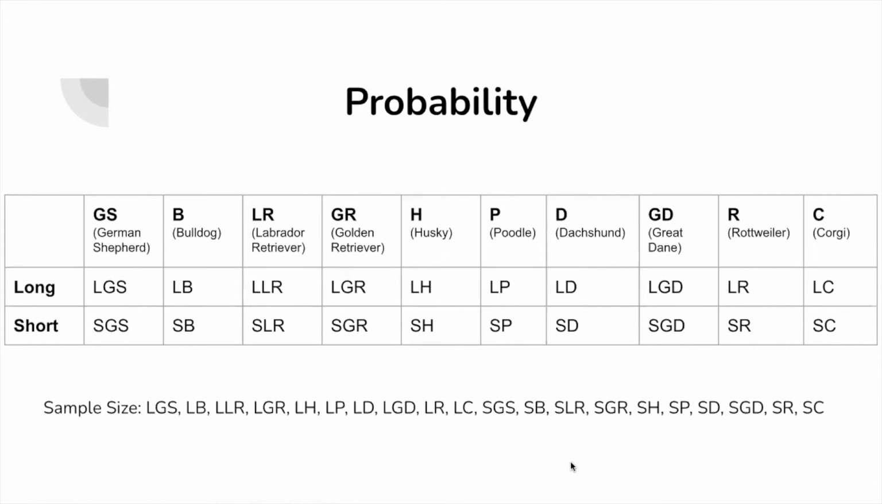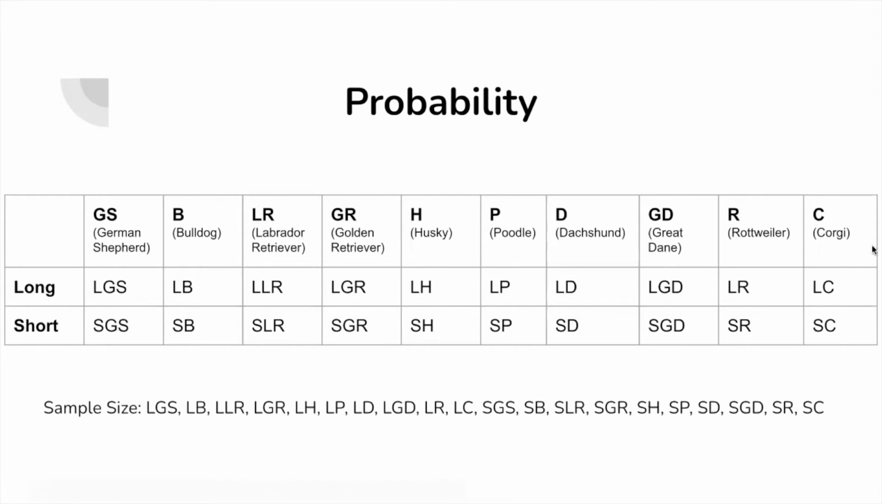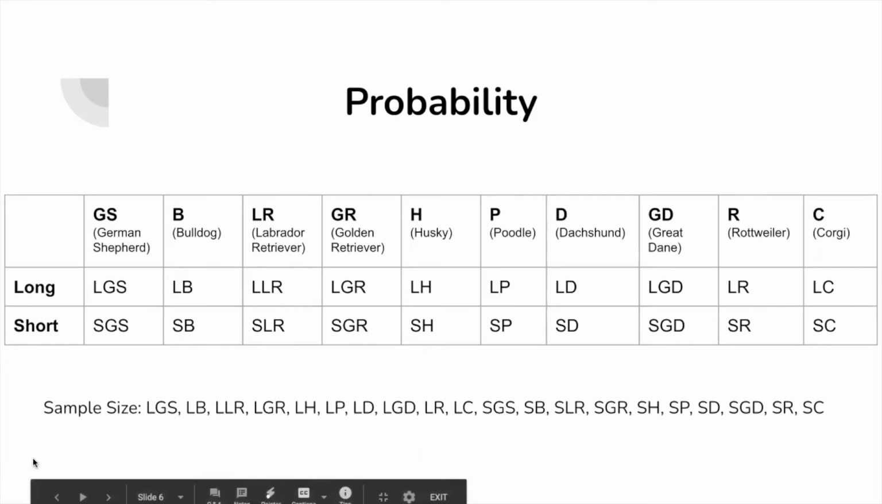So this is all the possible outcomes. Up here you have all of the different dog breeds listed, and they can either be a long leash or short leash, depending on how the host of the game lays it out. And then here is our sample size with all of these listed out.